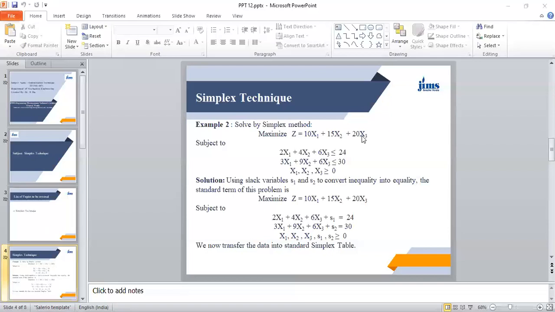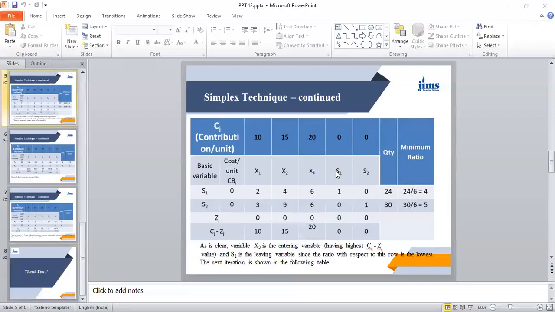So now we transfer all this into the simplex table. The first row of the simplex table is the contribution per unit, meaning the profit per unit of the variables x1, x2, x3 and the slack variables S1 and S2. You know that the contribution of the slack variables is always 0.